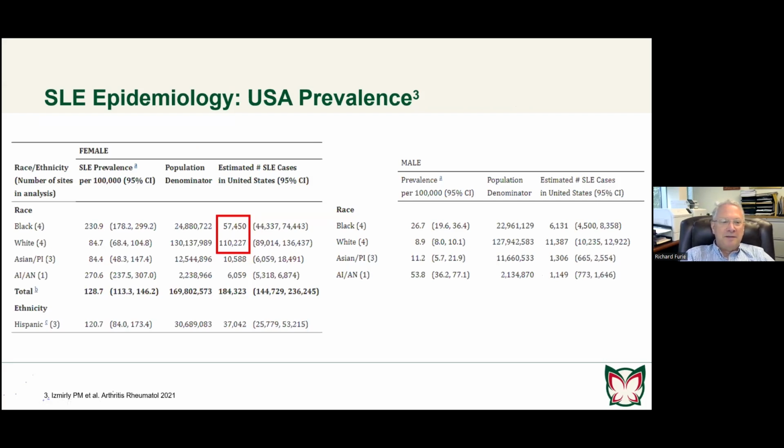Now, we have an additional problem that Ed alluded to, and that is diversity. So this is from the same study by Pete Ismerli, and you see a ratio in females of 2-to-1 whites to blacks. Is that representative? Or is that represented in our enrollment in clinical trials? Absolutely not. We have an underrepresentation of blacks in our lupus trials.